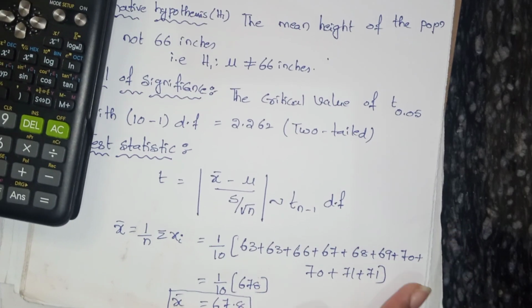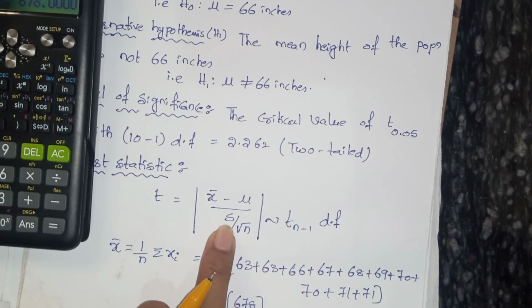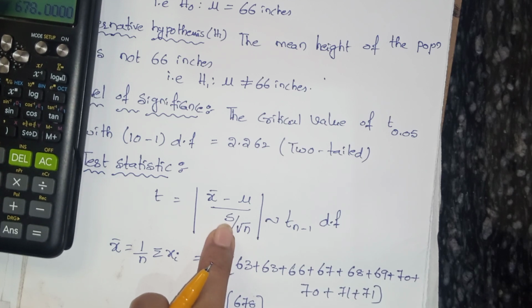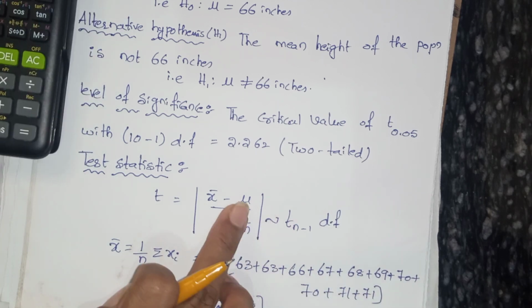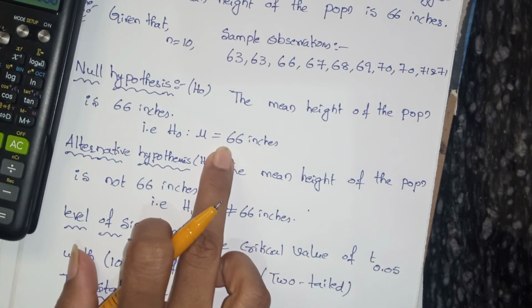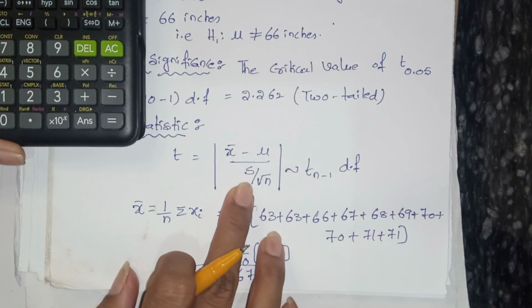And next, what we have to find out? We have to find out S. In order to substitute here, we have to find out S. Mu value we already know, it is given in the question itself, 66. So we have to find out now the S value.